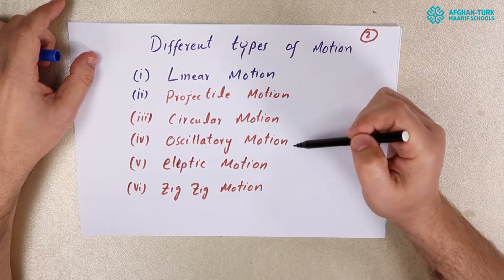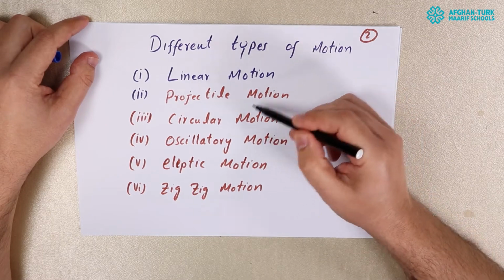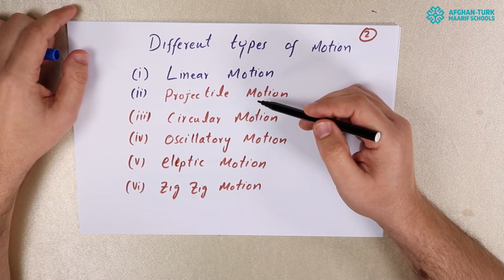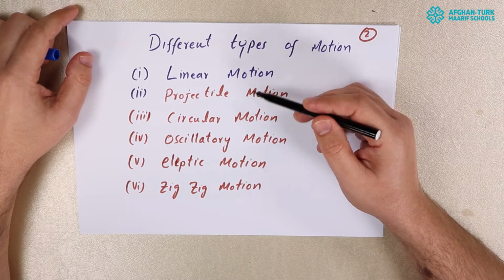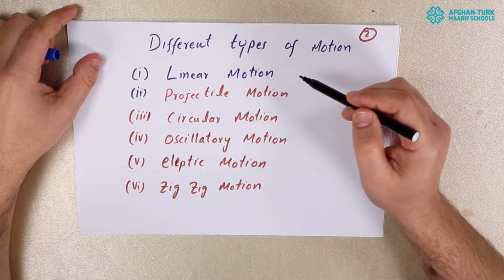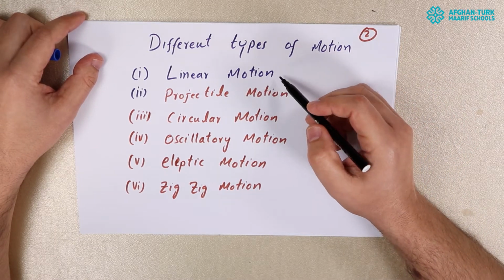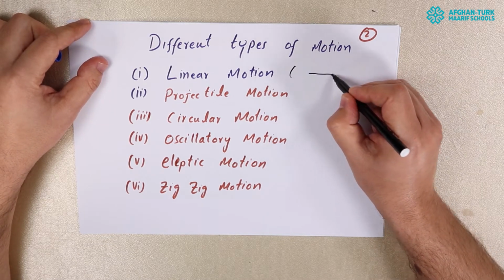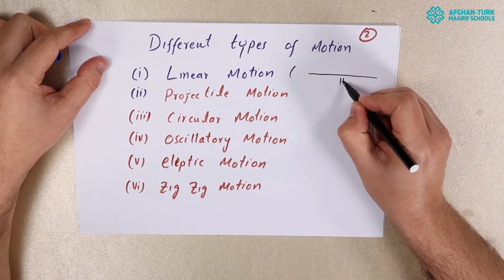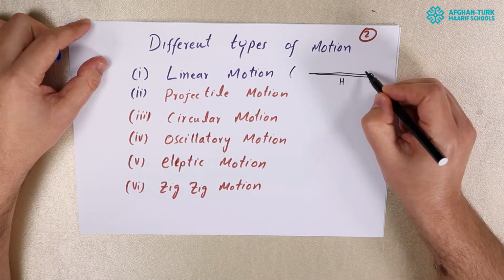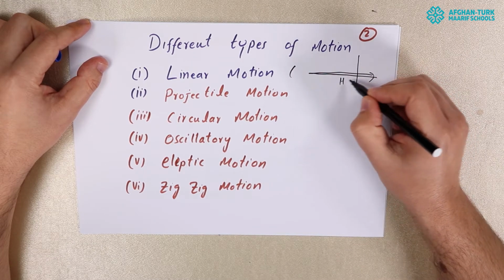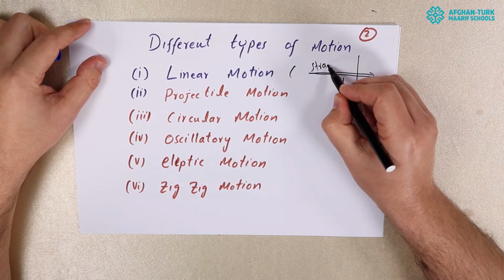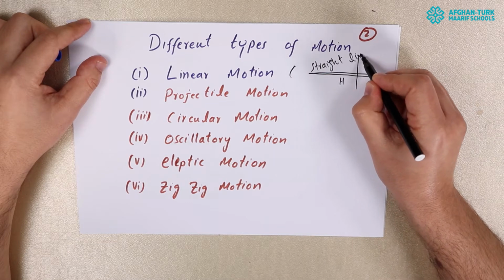Here the name is mentioned, linear motion. So we can discuss shortly one by one. After this we will start the most important part of this chapter, like distance, displacement, and so on. So what are the types of motion? Simple. Linear motion. Linear motion means straight line motion. For example, if the object moves in a straight line horizontally or vertically. This is vertical, this is horizontal. This is called linear motion or straight line motion.